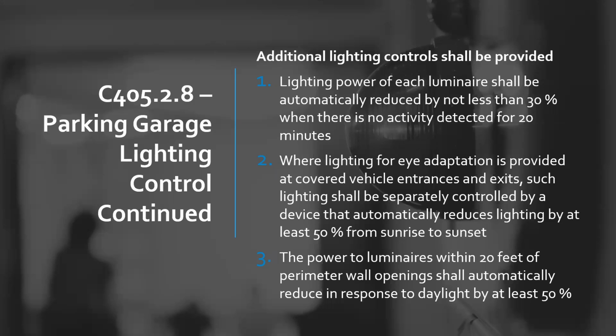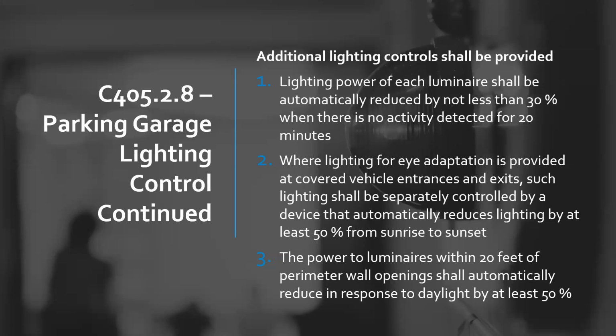So they will allow for lighting for eye adaptation. It is provided at entrances and exits, and the lighting shall be separately controlled with a device that automatically reduces lighting by 50%. So not going down as much, so you don't have that sudden burst of light, or you walk into a parking garage and it's very dark and you can't see and you trip over something. And then the power luminaires within 20 feet of the perimeter wall opening shall automatically reduce in response to daylight.